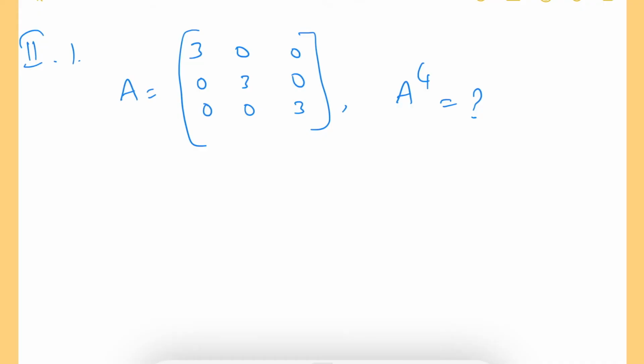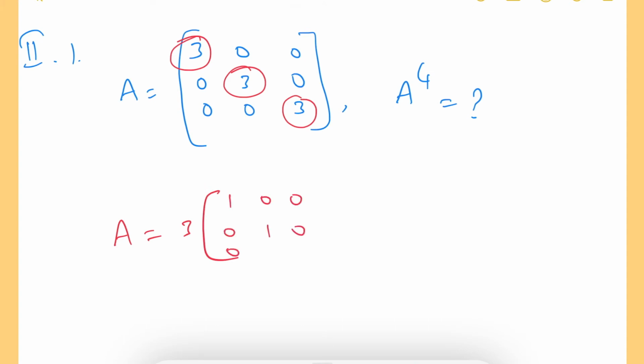In the second bit, first question is, if matrix A equals 3 0 0, 0 3 0, 0 0 3, then find the value of A power 4. So now if we observe the given matrix clearly, 3 is there here, 3 is there here, 3 is there here, and remaining all are zeros. So I will take out 3 common, then we remain with 1 0 0, 0 1 0, 0 0 1. Now this is nothing but identity matrix or unit matrix.